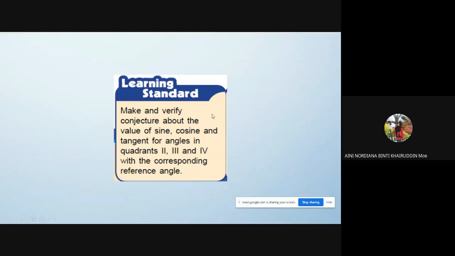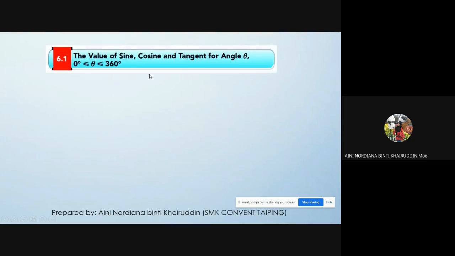So, our objective or learning standard: make and verify conjecture about the value of sine, cosine and tangent for angle in quadrant 2, 3 and 4 with the corresponding reference angle. The value of sine, cosine and tangent for angle theta, where theta is greater than or equal to 0 but less than or equal to 360 degree.